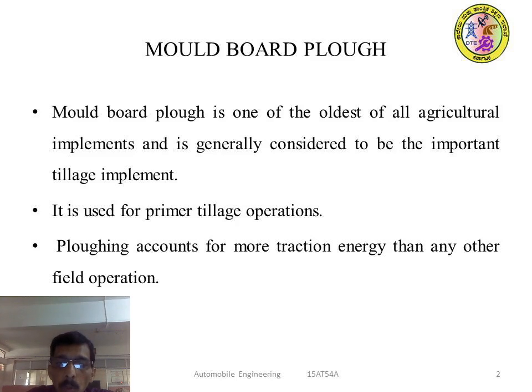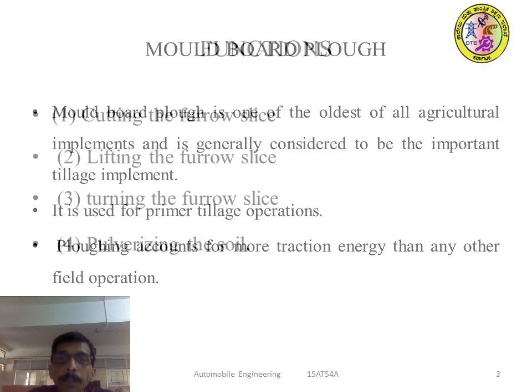Plowing accounts for more traction energy than any other field operation. So it requires more traction for the plowing purpose, and the moldboard plow also requires more traction.